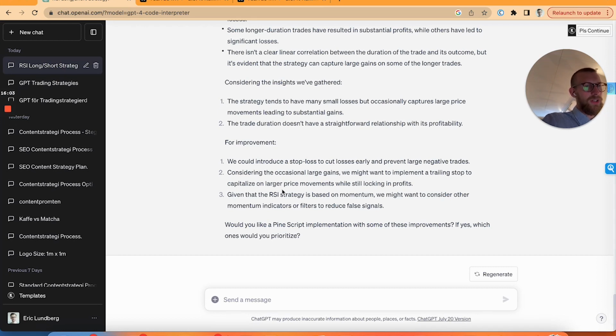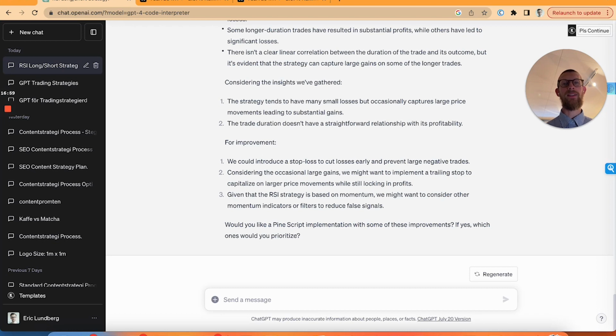Considering the occasional large gains, we might want to implement a trailing stop to capitalize on large price movements while still locking in profits. Given that the RSI strategy is based on momentum, we might want to consider other momentum indicators or filters to reduce false signals. Nice. And now it asks, would you like a PineScript implementation with some of these improvements? If yes, which one would you prioritize?